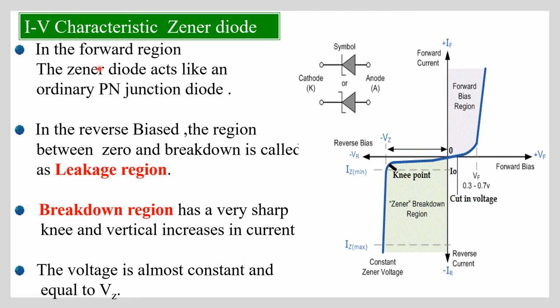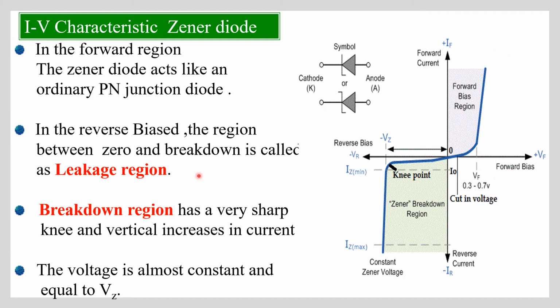Zener diode can operate in three regions, that is forward, leakage and breakdown. So in forward region, that is when the anode of the Zener diode is connected to positive and cathode is connected to negative, Zener diode acts like an ordinary PN junction diode. It starts conducting at about 0.7 volt. See, it starts the region, so in forward bias, cutoff is from 0.3 to 0.7. After that it starts increasing in forward bias region.